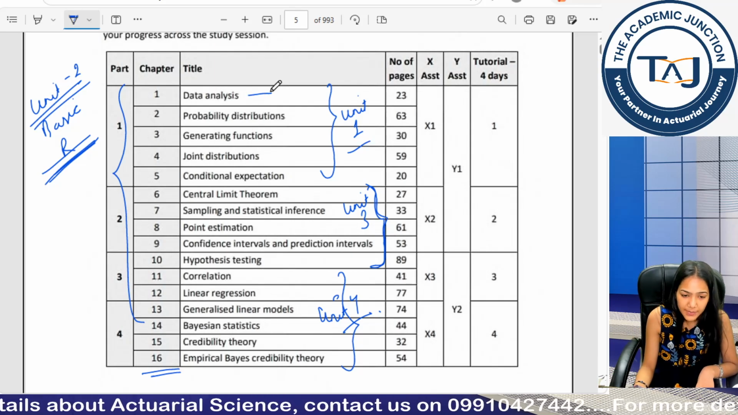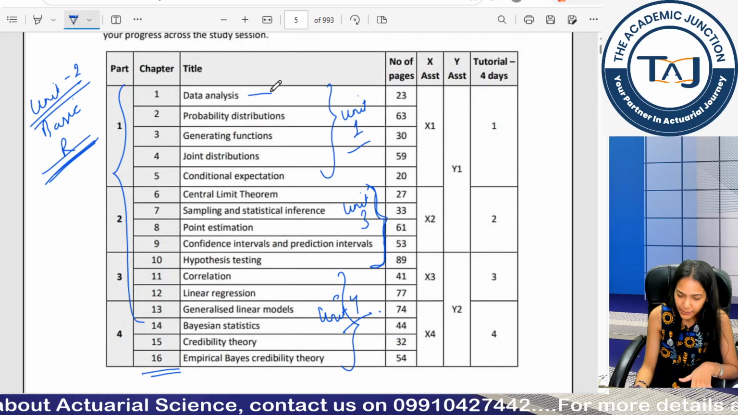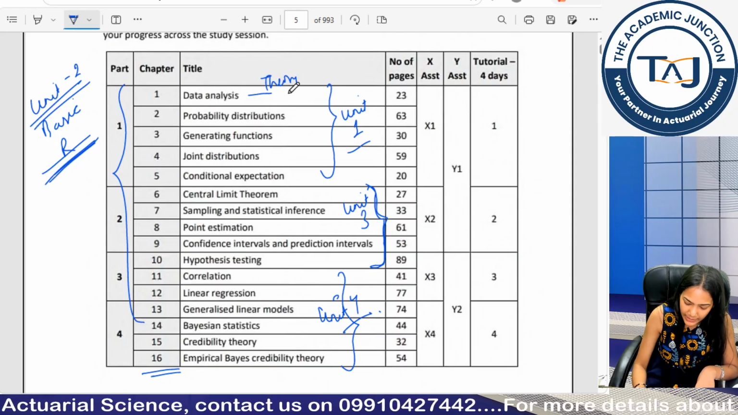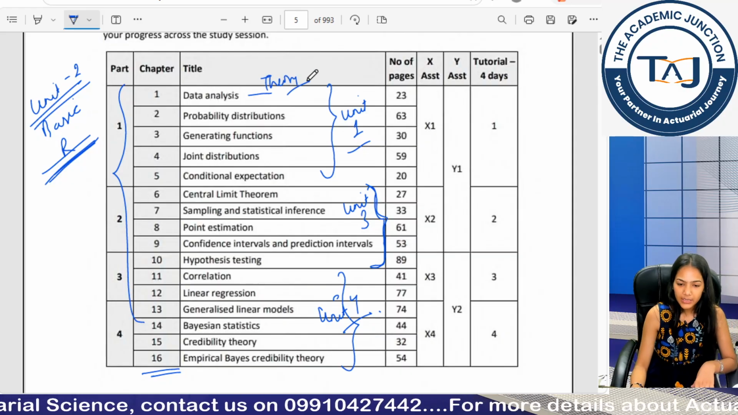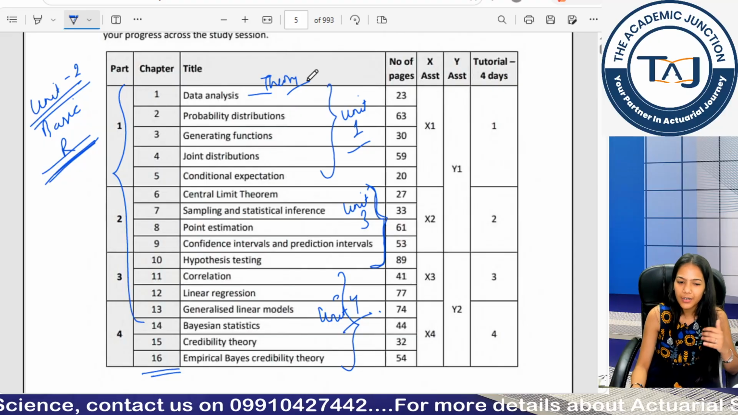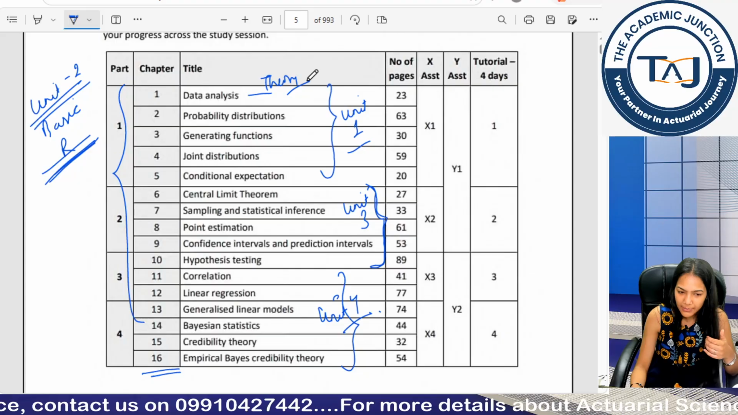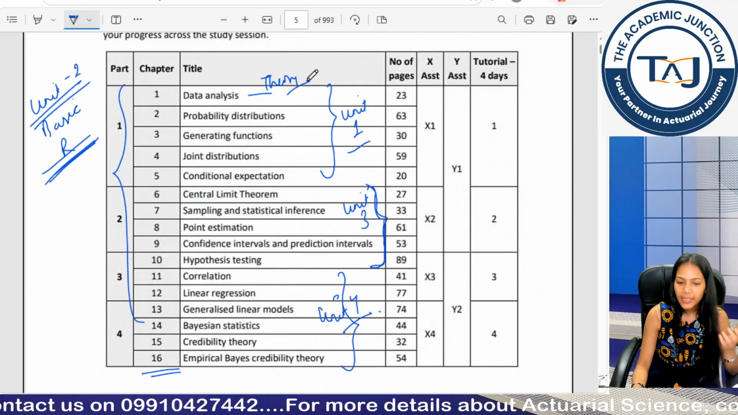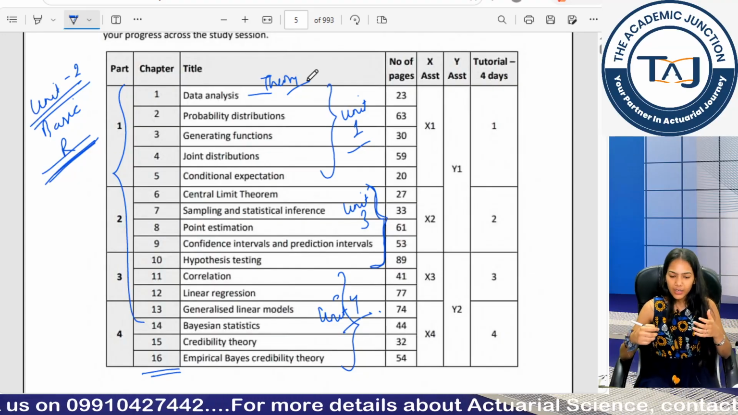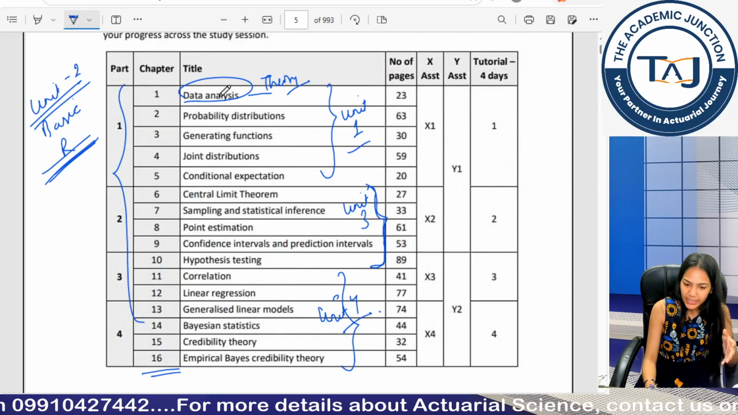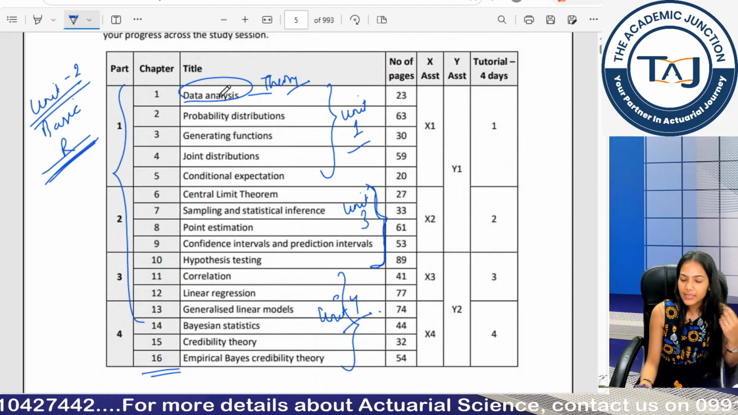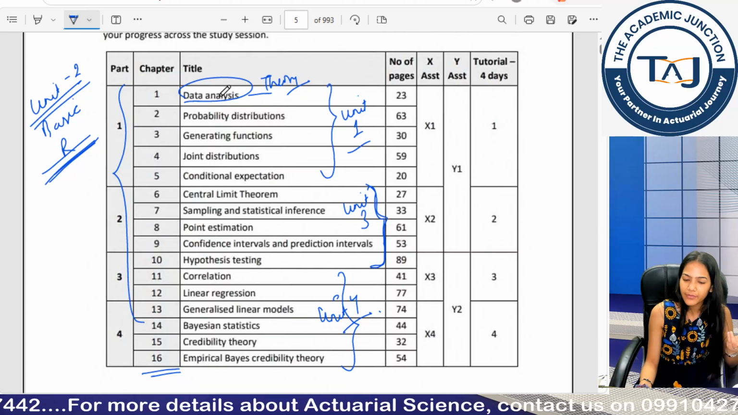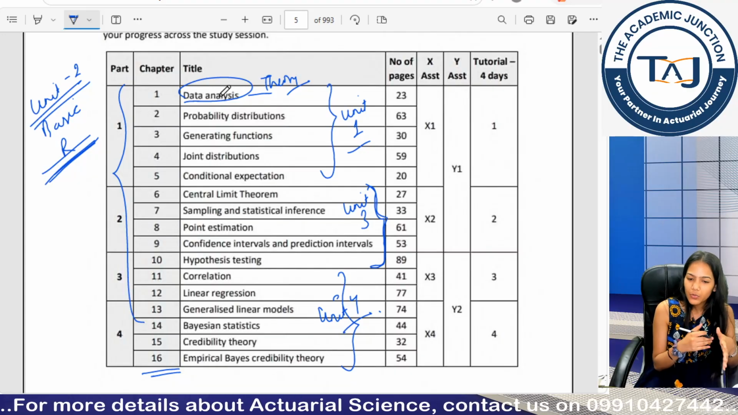So the first chapter is basically a very theory chapter. This is a completely theory chapter and there is no numerical in this chapter. So we will be covering it 1 or 2 weeks before the exam. This is least tested in an exam. If you are expecting a theory-based question, then you can expect it from data analysis, but this is least tested in the exam. That is why we will be covering it around 1 to 2 weeks prior to the exam.